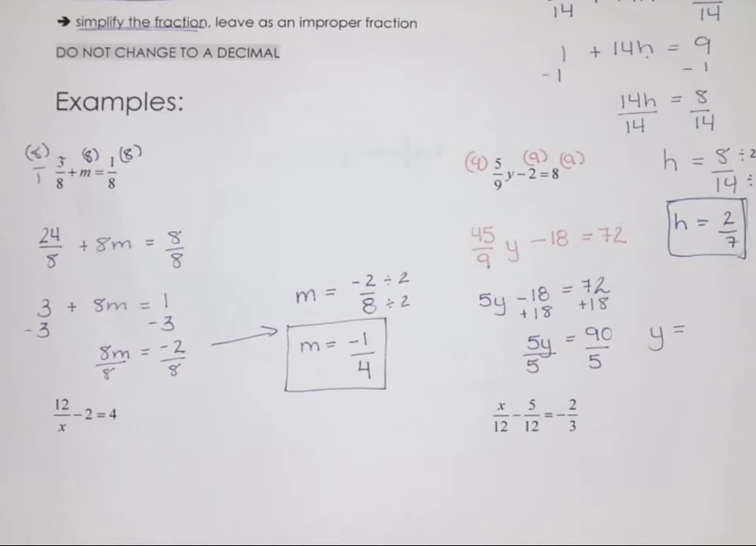90 divided by 5 is 18. It's a good thing I checked. I thought it was 16. And so that's nice. It doesn't even turn out to be a fraction. It turns out to be a whole number. That always makes us feel better when that happens.